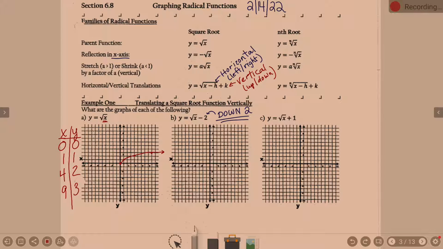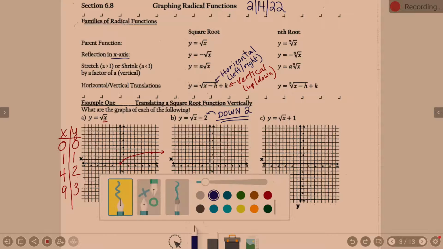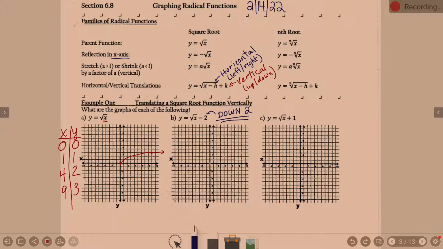Yeah, you can. So you could go ahead and graph (0, 0), (1, 1), (4, 2), and (9, 3). And then what do you do with each of those 4 dots? Move them down 2. So (0, 0), I'm going to move it to (0, -2). (1, 1), I'm going to move it down 2, to (1, -1). (4, 2), when I move it down 2, is (4, 0). And (9, 3), when I move it down 2, is (9, 1).